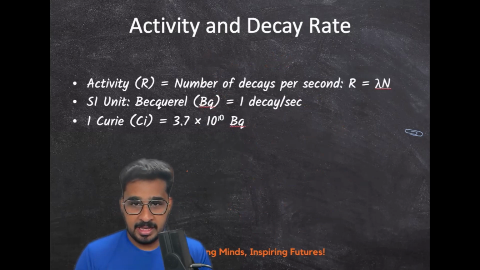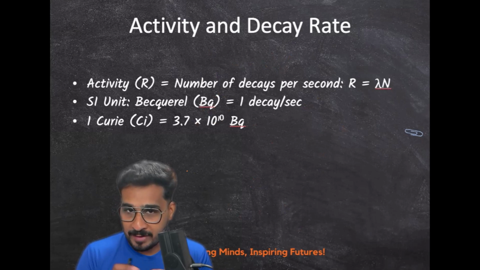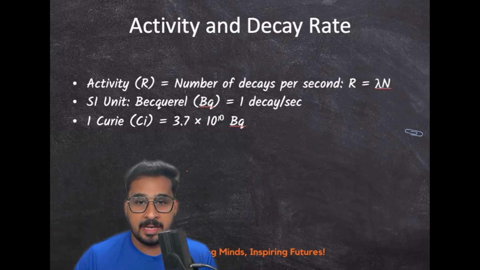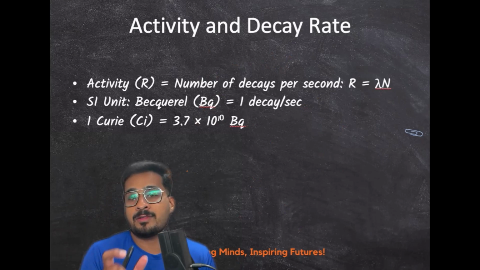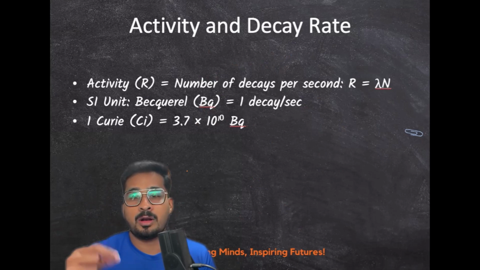Now, activity and decay rate. There are some notions that you need to understand. Activity is denoted by R. The SI unit of activity is Becquerel. There is another unit called Curie, named after Marie Curie. 3.7 into 10 power 10 Becquerel is equal to 1 Curie. Activity means dN by dt, that is equal to minus lambda into N. The rate is equal to lambda into N. In your question, if they ask for activity, then they are referring to dN by dt or lambda into N.